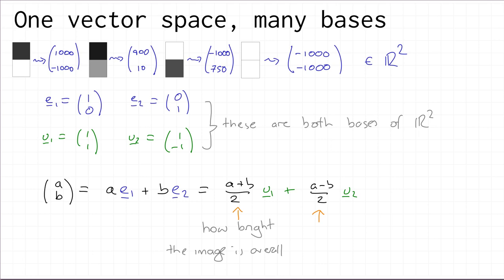And what about the other one? What about the second, (A minus B) over 2? Can you think of an interpretation for this one? So one interpretation here would be that this is the difference in brightness between the two pixels, between the two squares. So you can see here that when we represent the image in terms of these two different bases, we learn two different things about it. When we look at it in terms of the second basis, we learn a different thing about the image compared to when we looked at it in terms of the first basis. That's the reason why a vector space having many different bases can be useful, because those different bases tell us different things about the elements of the vector space.